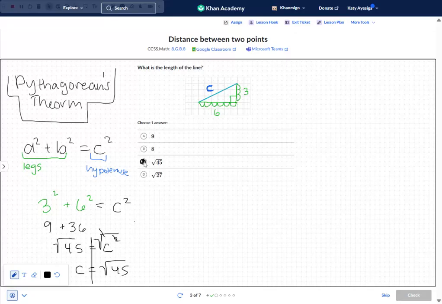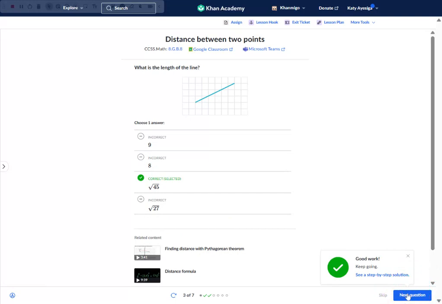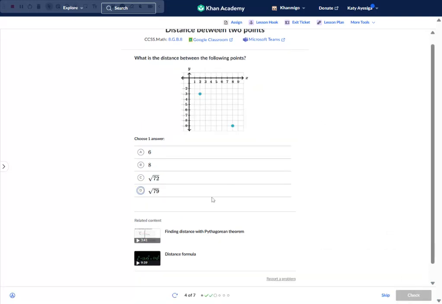Khan Academy doesn't make us simplify, so we stop there. All right, let's go ahead and bubble that in. Check. All right, perfect. I was just going to say, I was hoping the next one would be distance formula.